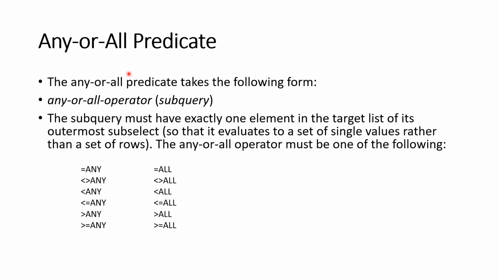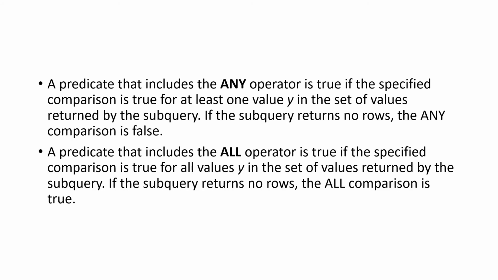Now we have the any or all predicate. The any or all predicate takes the following form: any or all operator subquery. The subquery must have exactly one element in the target list of its outermost subselect, so that it evaluates to a set of single values rather than a set of rows. The any or all operator must be one of the following. This is any and this is all. So this can be equal to any, not equal to any, less than or equal to any, greater than any, greater than or equal to any. Same with all. So these operators can be used whatever the case needs.